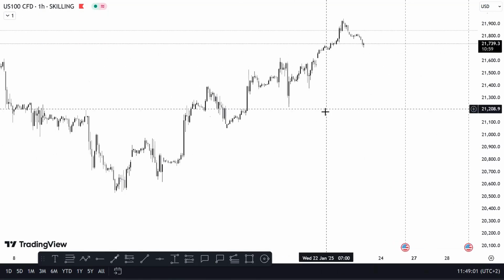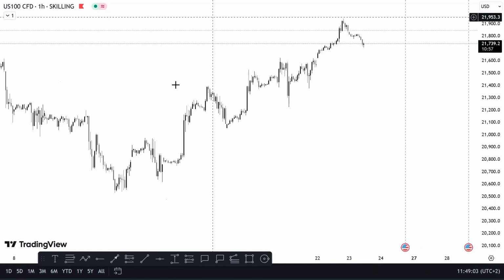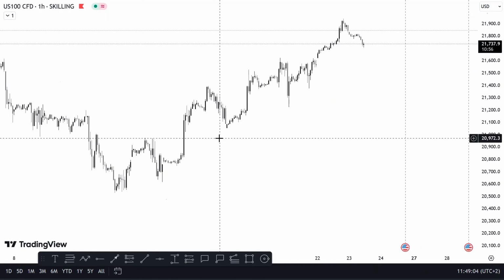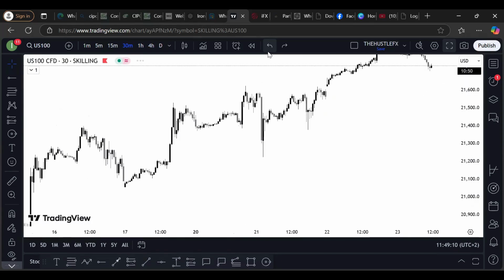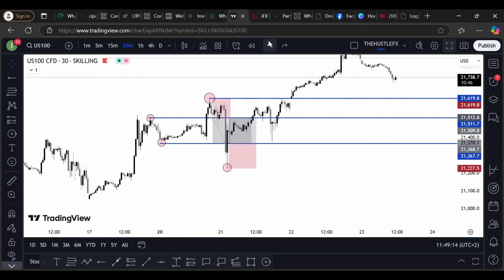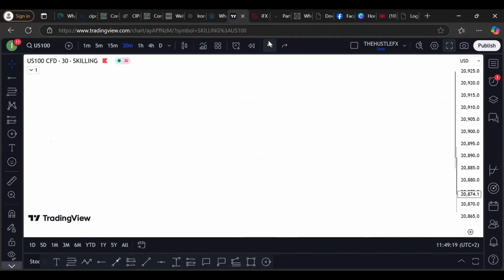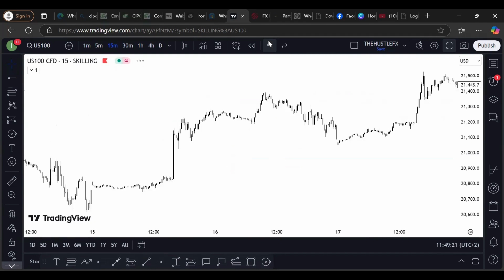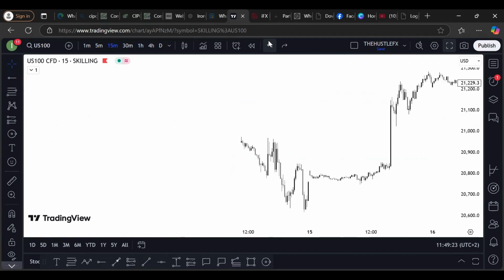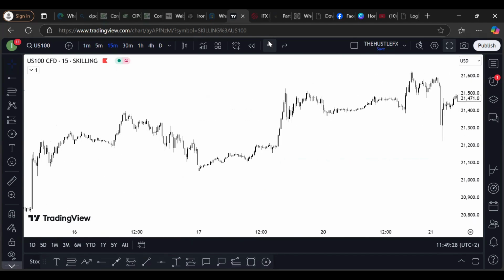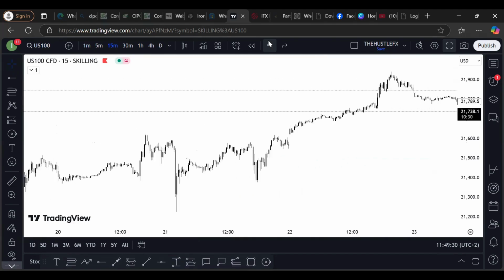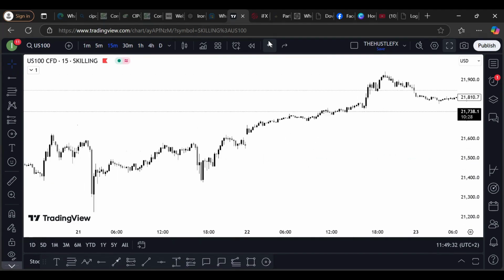So yeah, now we can just go back to our original chart, just to show you what we spoke about. Let's go back to our original chart now.